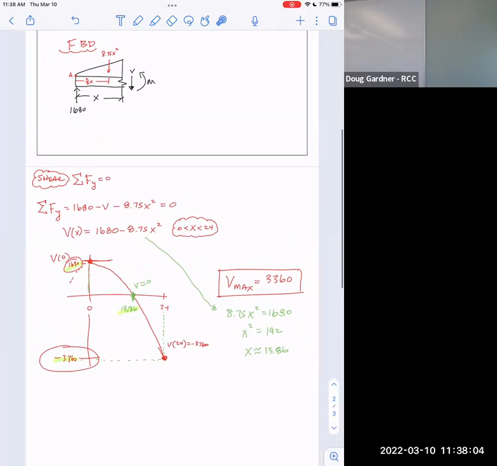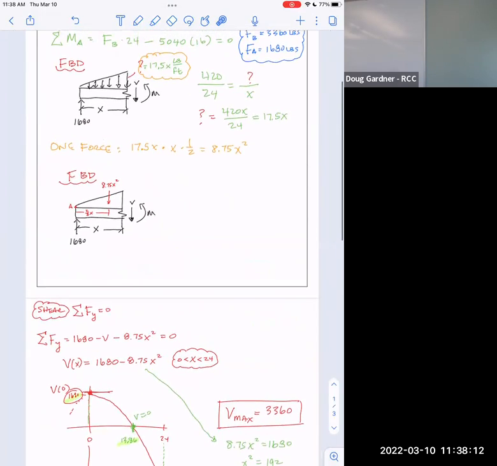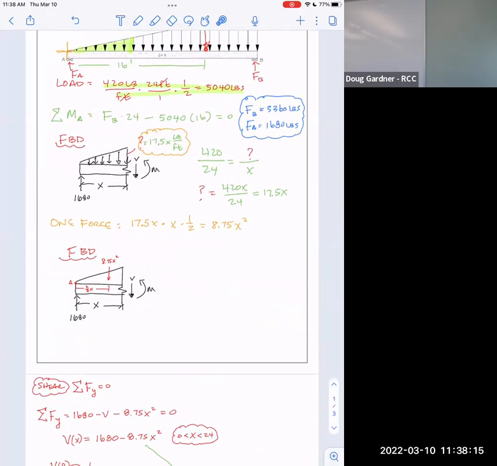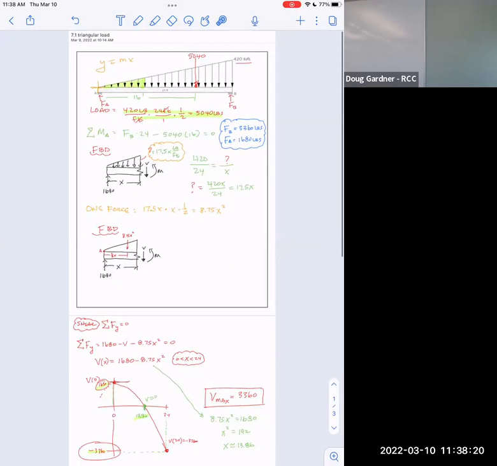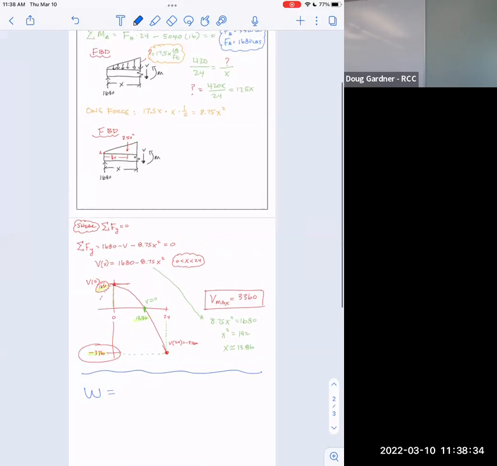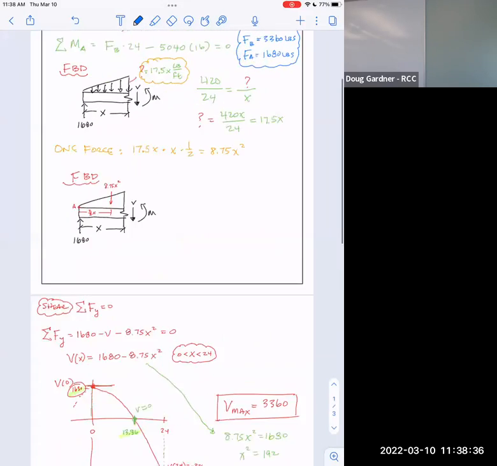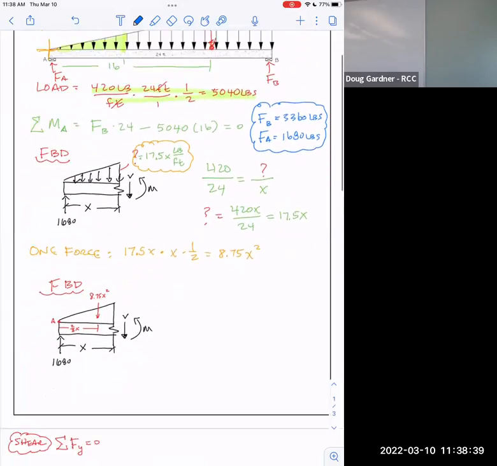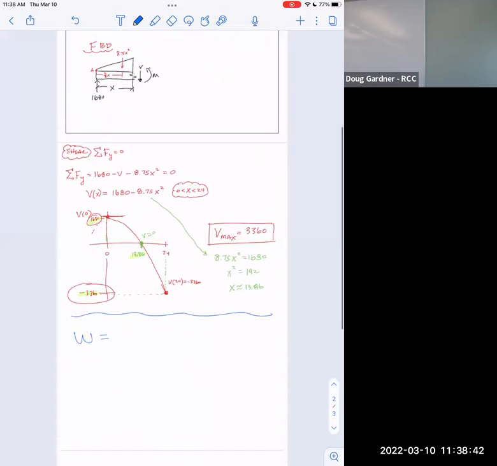Now, true to what I said yesterday, which is actually I'm just kind of teaching you all of shear moment diagrams at once. Do you remember that we said there was like a derivative integral connection between all of these different formulas? So just a little side note here. We had our weight formula, which was 17.5x.